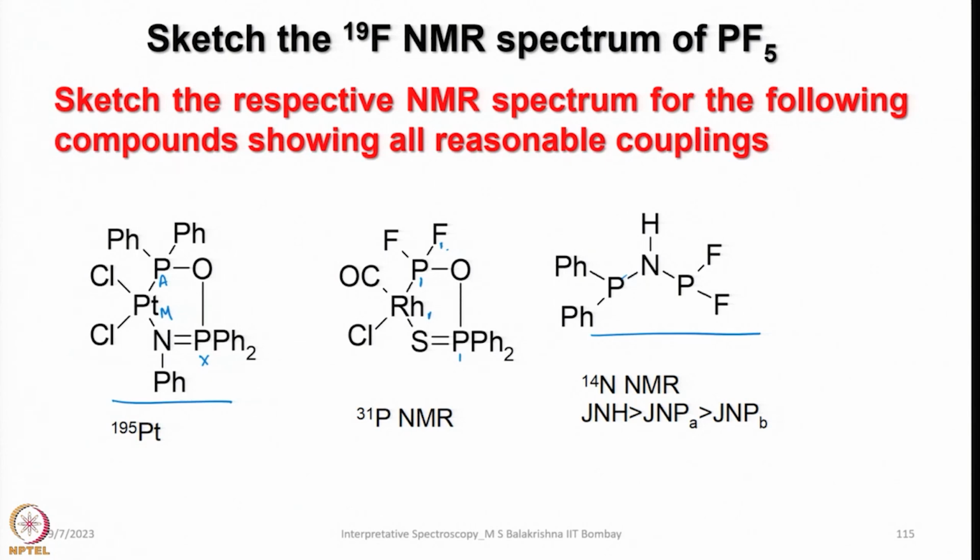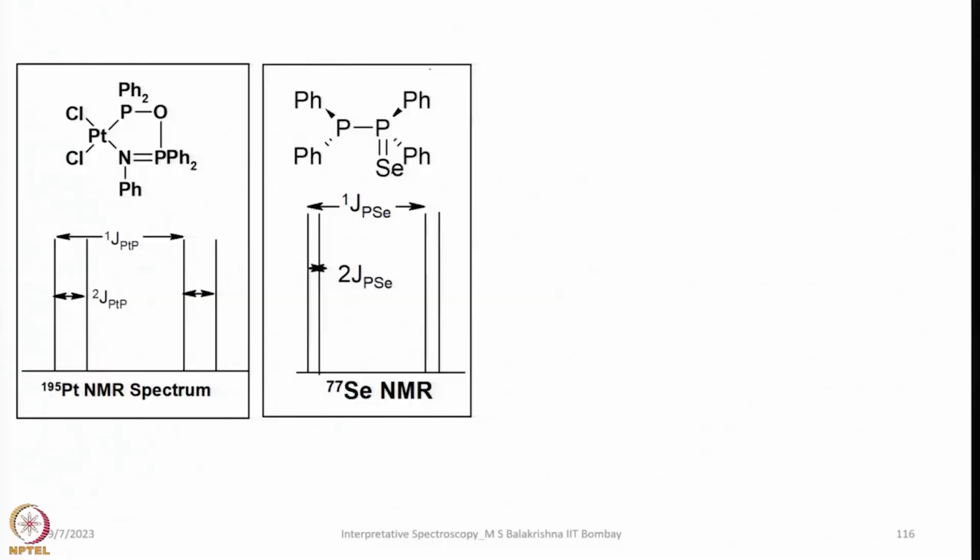That means if somebody asks you to sketch the 14N NMR spectrum of this molecule without knowing the difference in the magnitude of these couplings, we should be able to sketch all three possible ones, and after plotting or recording the actual NMR spectrum we can compare and conclude what it actually is. So let us take one at a time.